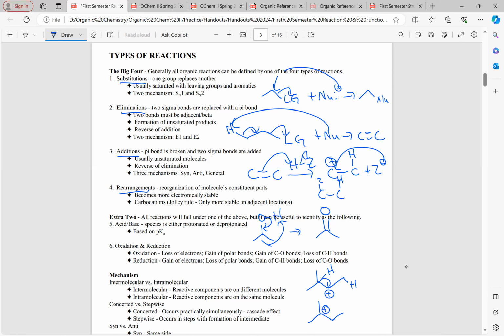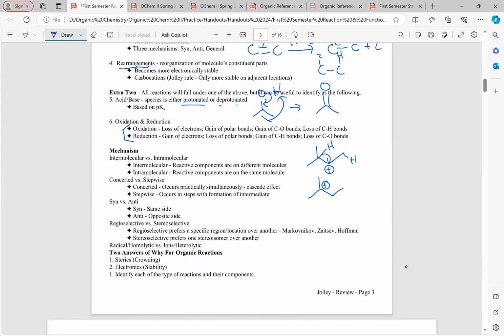Don't forget my extra two. Everything will fall into the big four, but sometimes it's just not obvious or it's not important to go that detailed. So if you ever protonate or deprotonate, that's just generic acid-base chemistry. And then we went over oxidation and reduction pretty deeply on the last handouts. So don't forget those. Just some terms as far as mechanisms go.